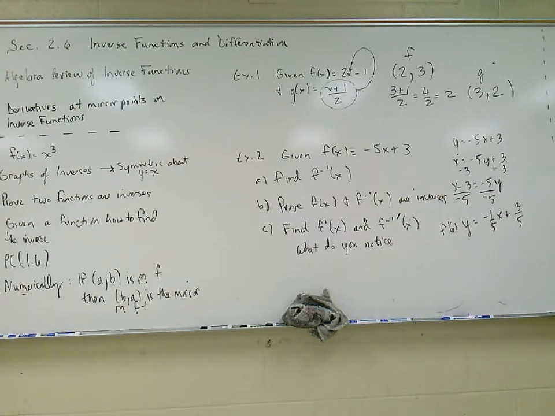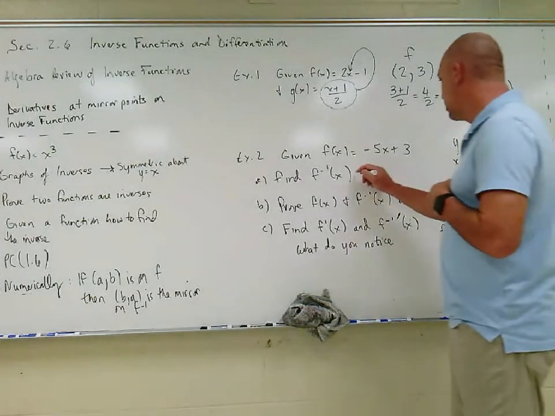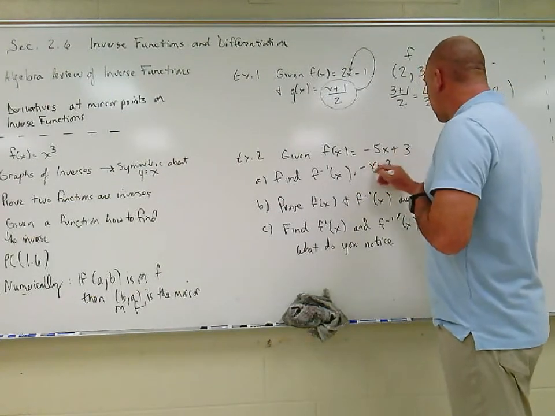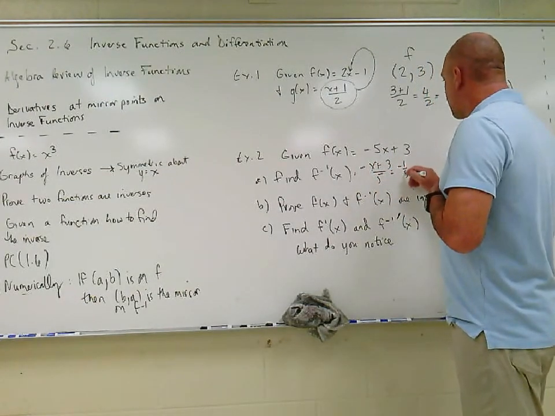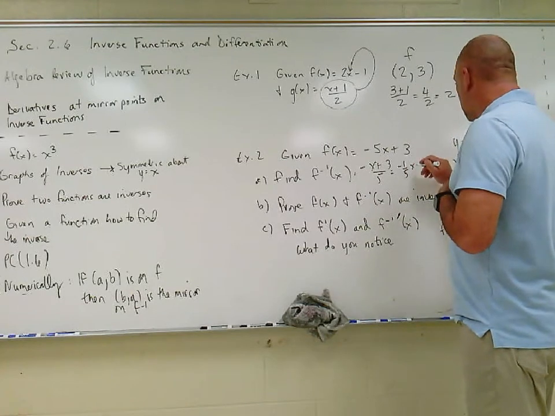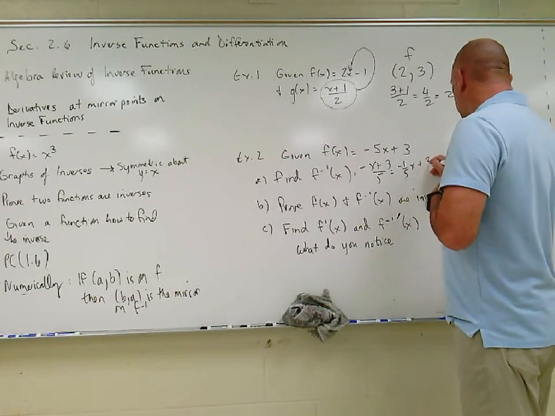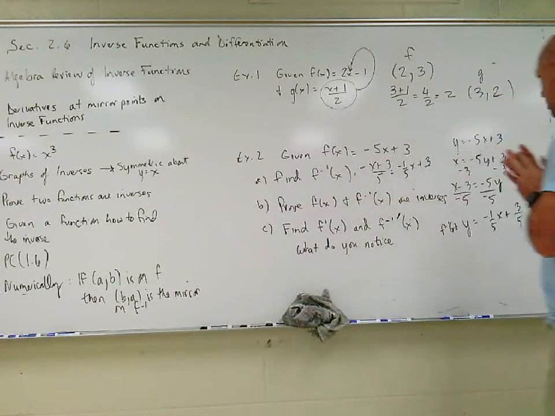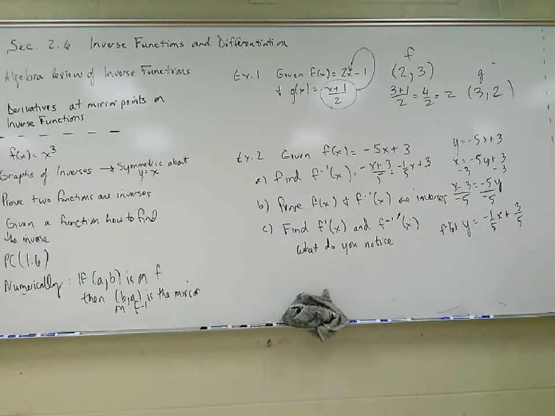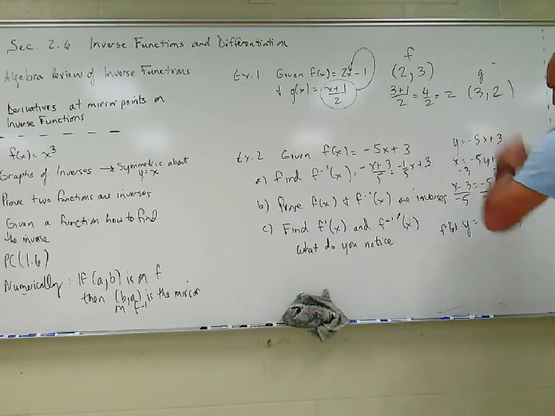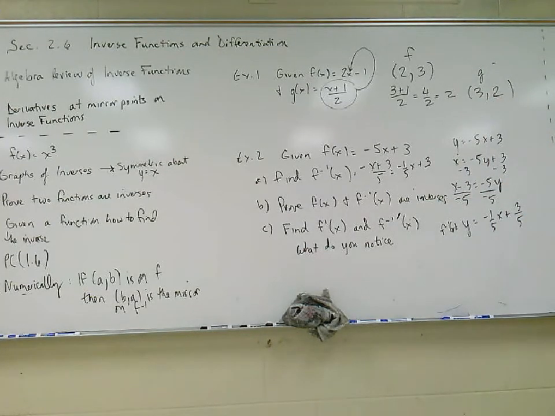All right, so then the next thing is, there's f inverse of x. So I've got (-x + 3)/5, which is -1/5 x plus 3/5, that's fine. Wait, where did I make a mistake? Did I make a mistake somewhere? No, if I move the negative up, that's fine. Okay, there's that, all right.